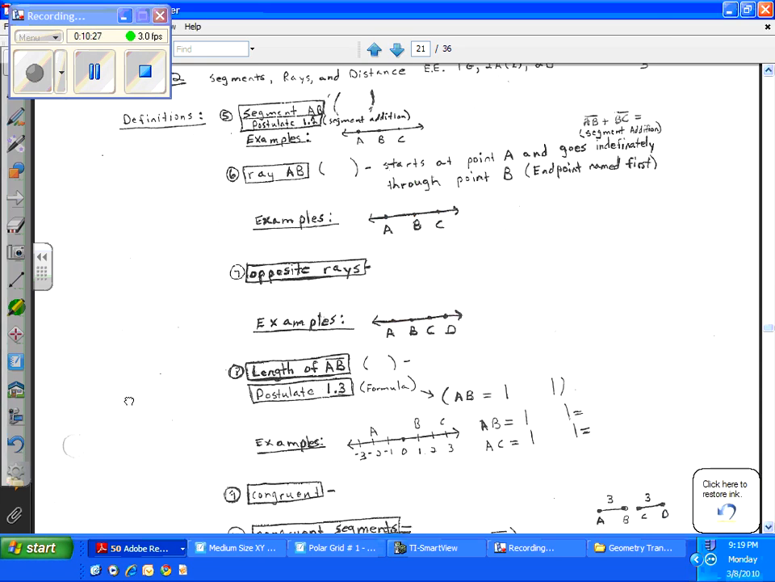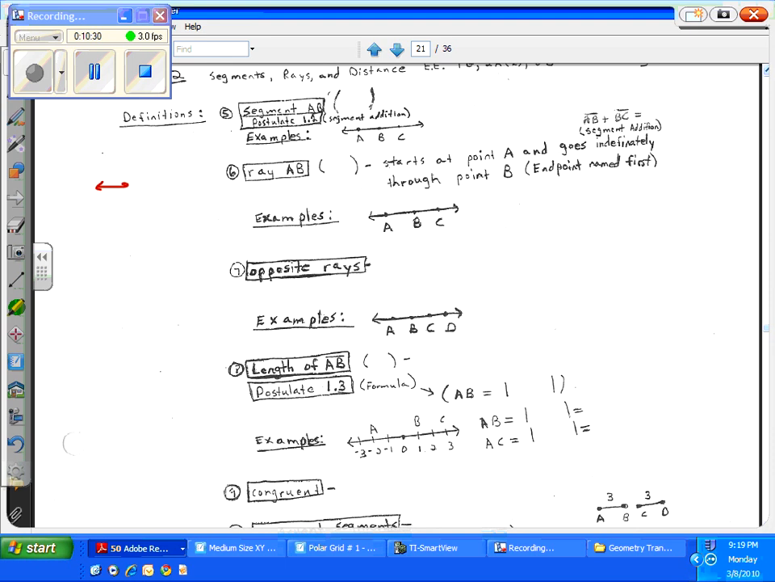Now, here's what we've looked at so far. We said this symbol means line AB, which means it goes infinitely through point A and infinitely through point B, hence the arrows. And segment AB would start at point A and stop at point B. It's the part of line AB that contains point A and point B, and all the points that lie on line AB between point A and point B. Ray AB would be the part of line AB that starts at point A and goes indefinitely through point B. And then opposite rays are two rays with a common endpoint that go in opposite directions.